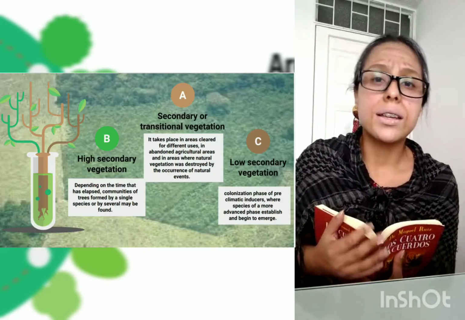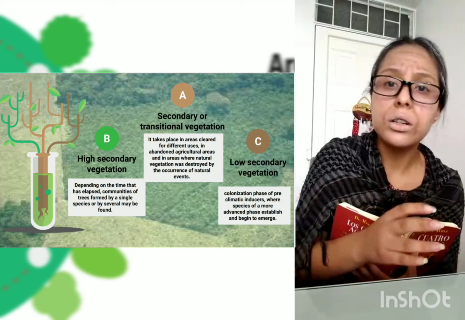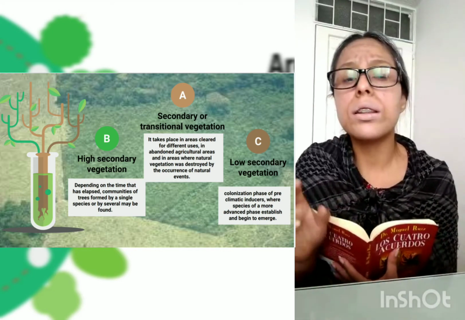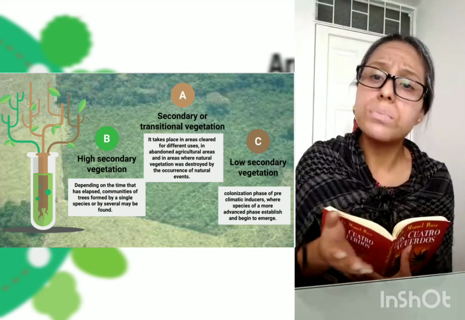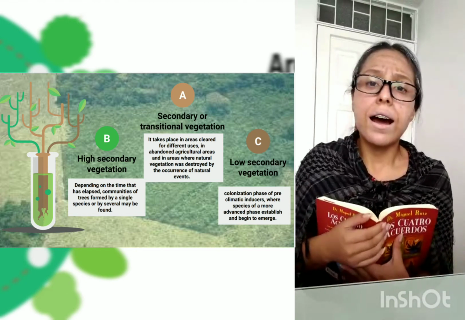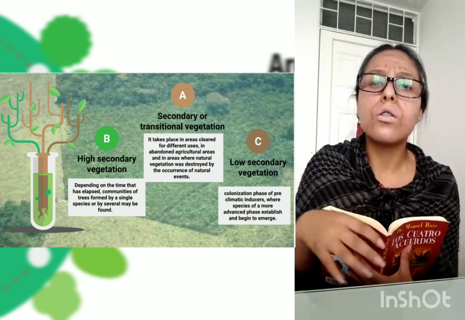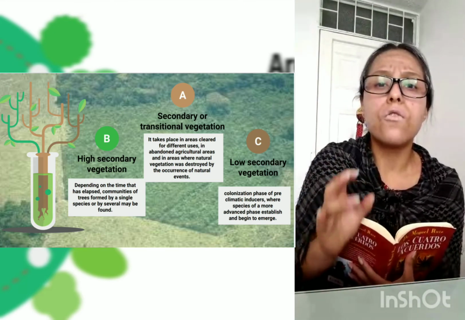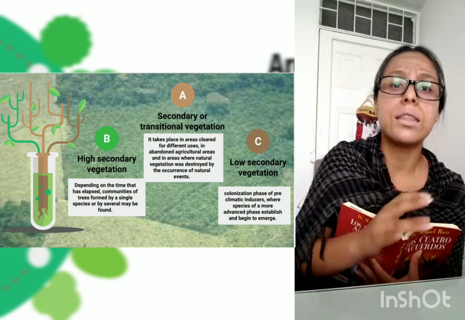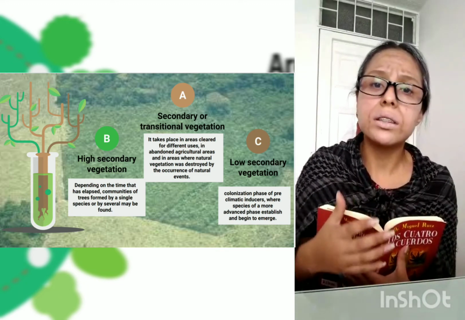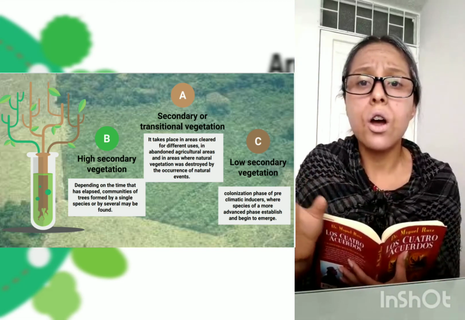On the other hand, secondary vegetation or vegetation in transition takes place in abandoned agriculture areas and in areas where natural vegetation was destroyed by the occurrence of natural events. In the first place, the high secondary vegetation are areas with an irregular canopy and presence of shrubs and vines, which correspond to intermediate stages of plant succession after deforestation or afforestation of grassland. And finally, the lower secondary vegetation has the same condition but corresponds to the initial stages of the plant succession.